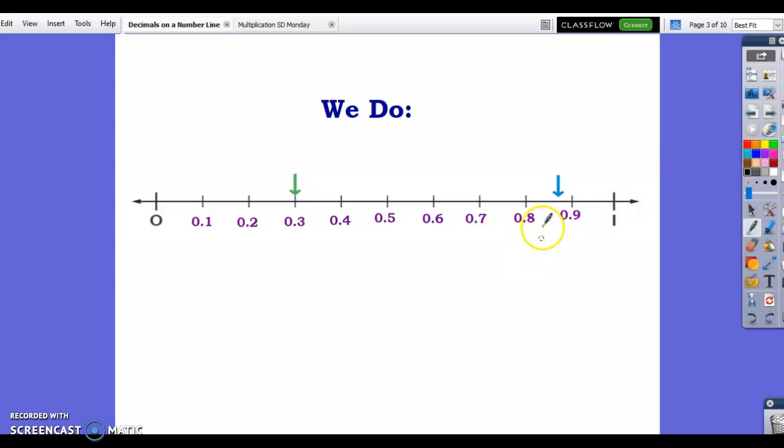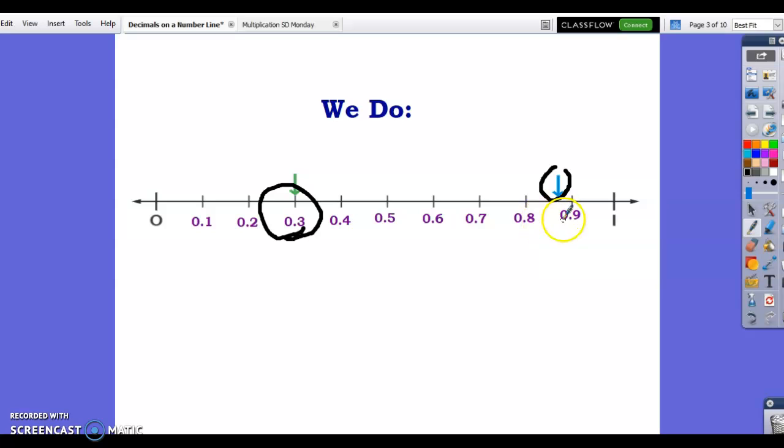So here I've done the first one for you, and I want you to look to see that this is a 0 and this is a 1. And then I broke it down into tenths. So 1/10, 2/10, 3/10, 4/10, 5/10 being the middle, 6/10, 7/10, 8/10, 9/10, all the way through our 1. And here we have the first line, which is plotted, which is 3/10. Now the second line that is plotted, I want you to notice that it is between 8/10 and 9/10, but it's closer to that 9/10.